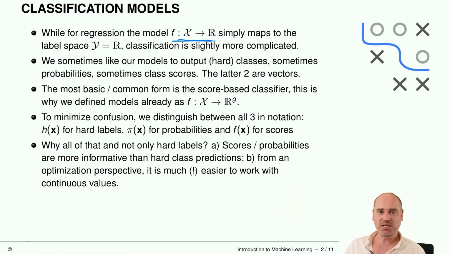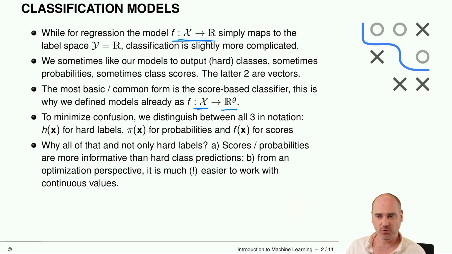The most basic or common form of a classifier when we construct that is usually what we would call a score-based classifier. So we would map from our input space X here to a G-dimensional output space of real values where each entry in that prediction vector here would be a score, something like a preference score for that class.